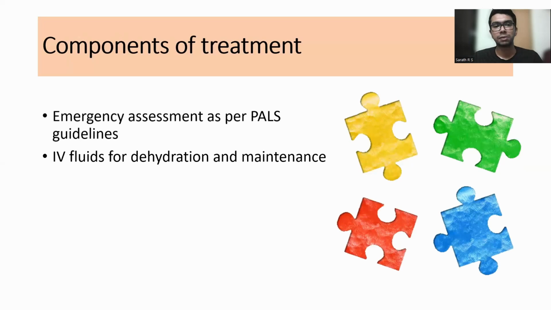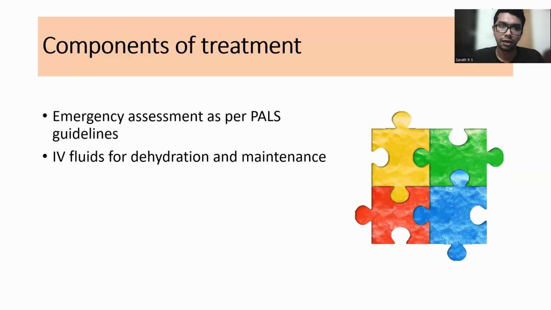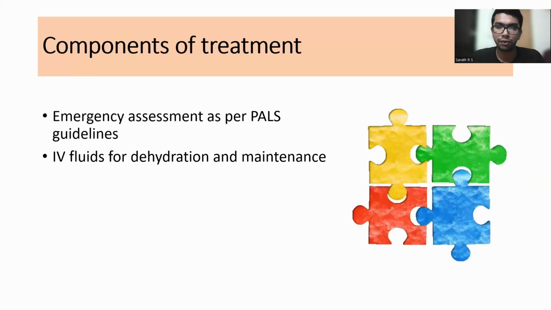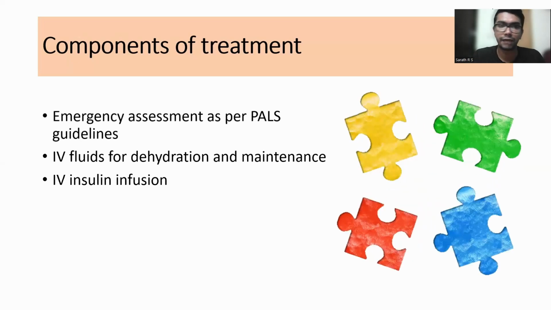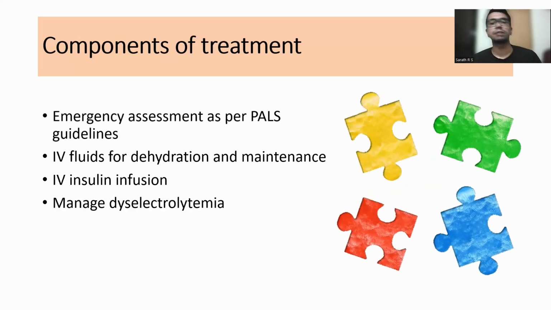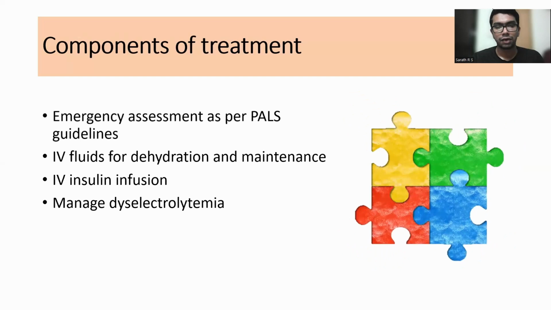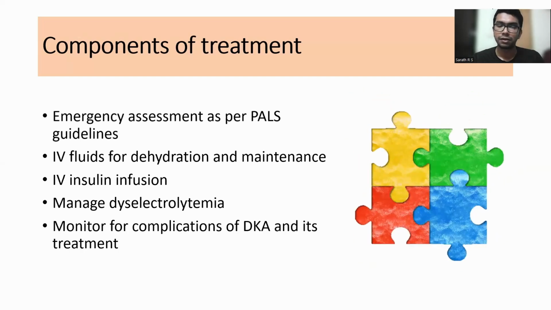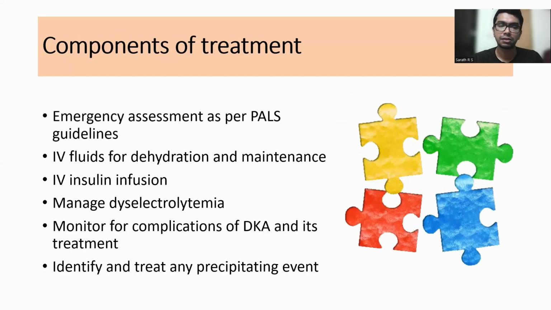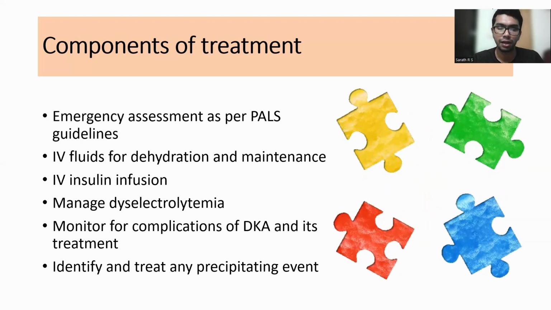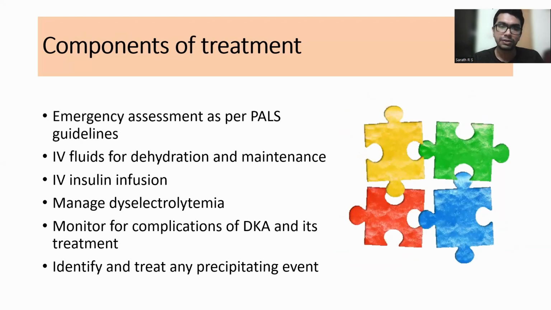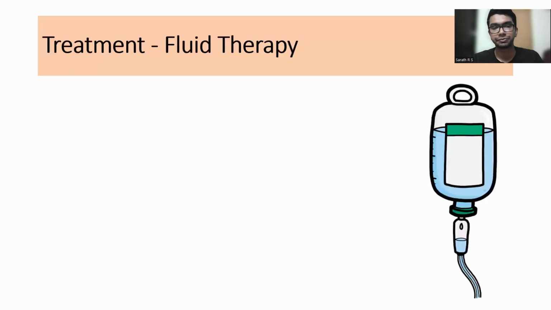The second component of treatment is restoring normal fluid volume by IV fluid. Then the third one is IV insulin infusion. The fourth one is management of electrolyte abnormalities, monitoring for complications and their treatment, and of course identification and treatment of the precipitating event, which is usually an infection.